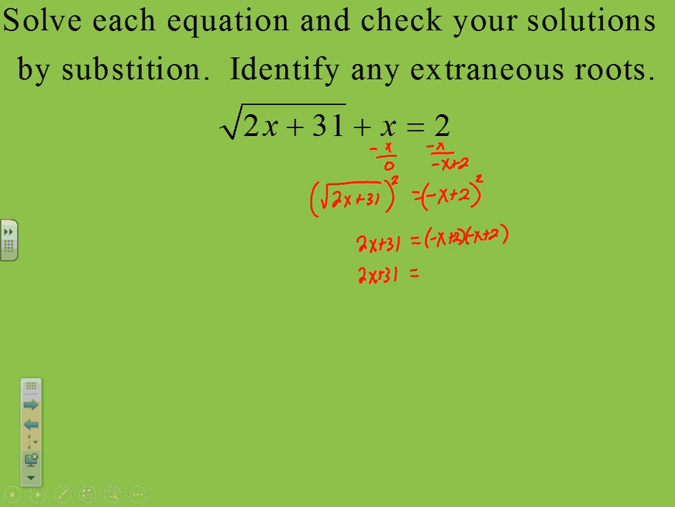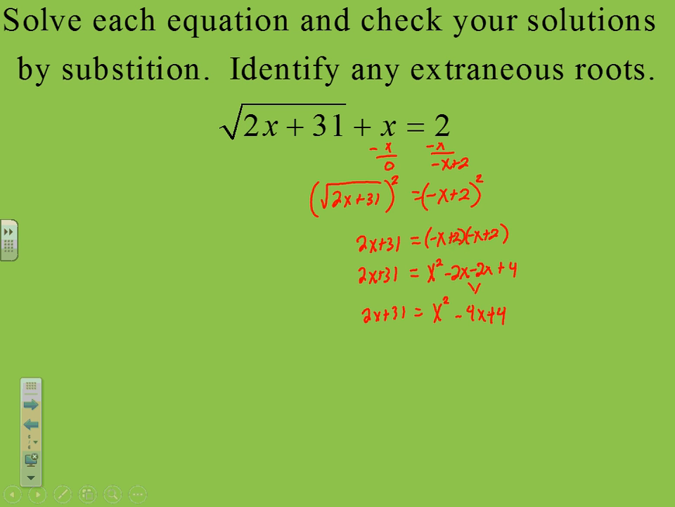Let's expand the stuff on the right. Negative x times negative x gives me positive x squared. Negative x times positive 2 is negative 2x for both of the inner terms. And 2 times 2 is 4. Combine these like terms, and I'm going to get x squared minus 4x plus 4.